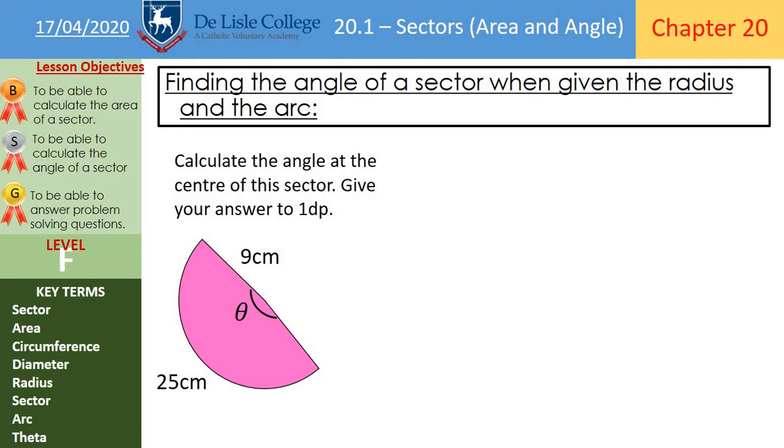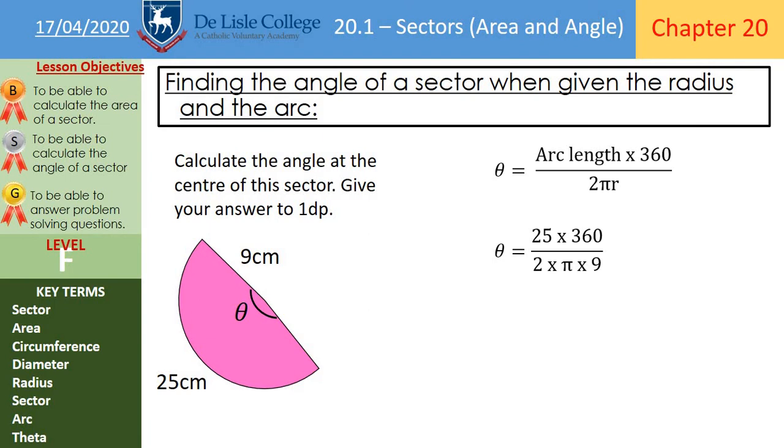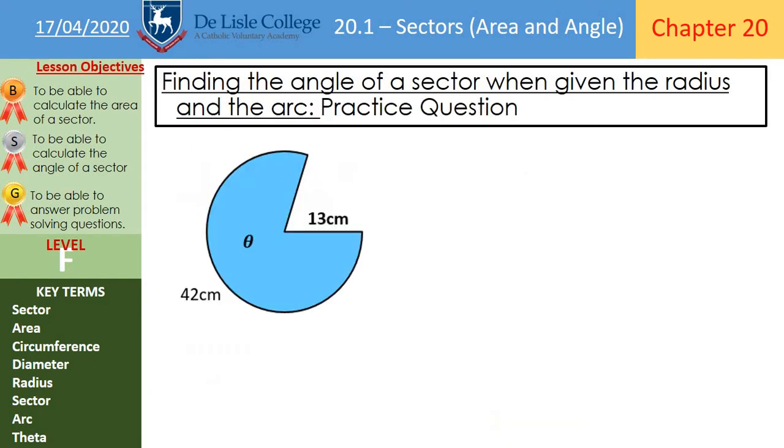Right, very good. Let's have a look what we should have got. So there is our formula again. Our arc length is 25, we can see that on the diagram, and we can see our radius is 9. We can then show that 25 times 360, if we choose to, is 9,000, and 2 times 9 is 18, so the bottom of our fraction is 18 pi, or pi 18. We can then find the actual answer to one decimal place, which is 159.1 degrees to 1 decimal place.